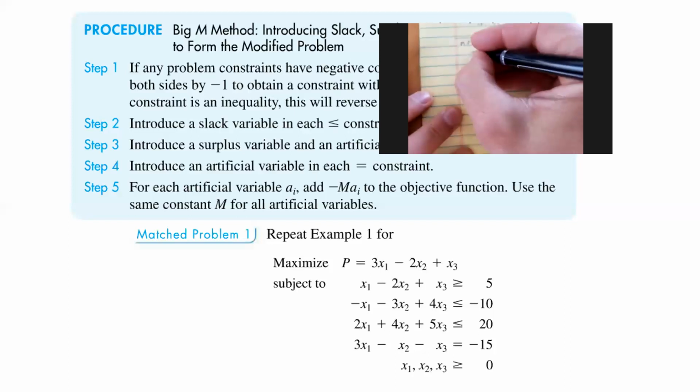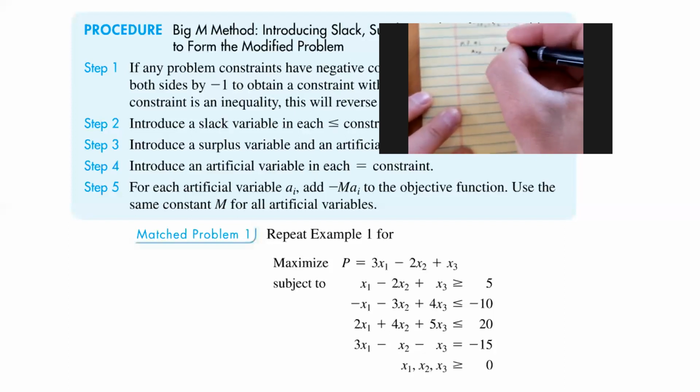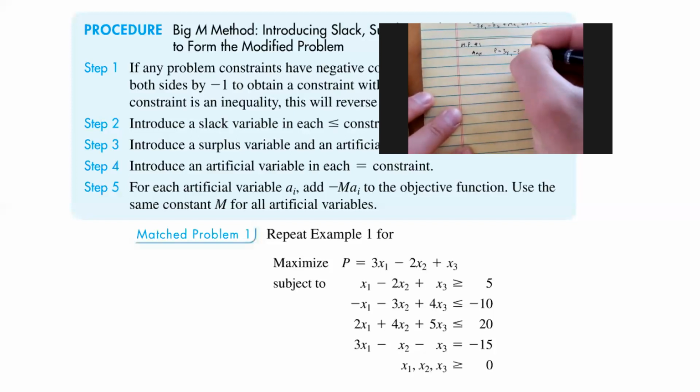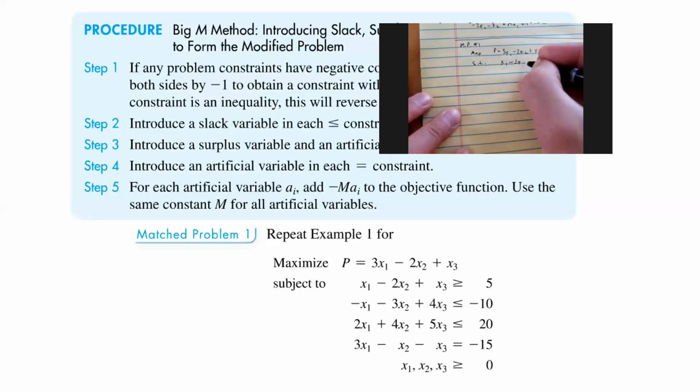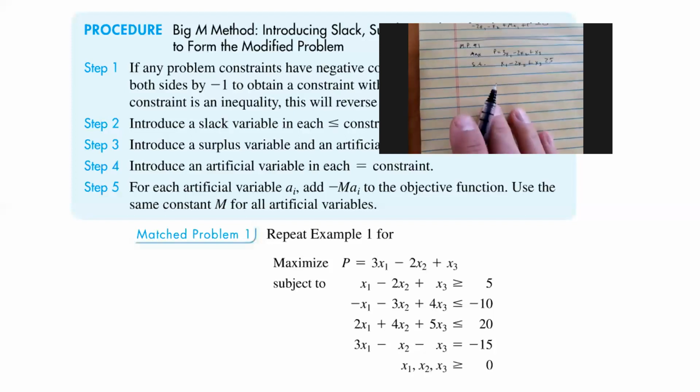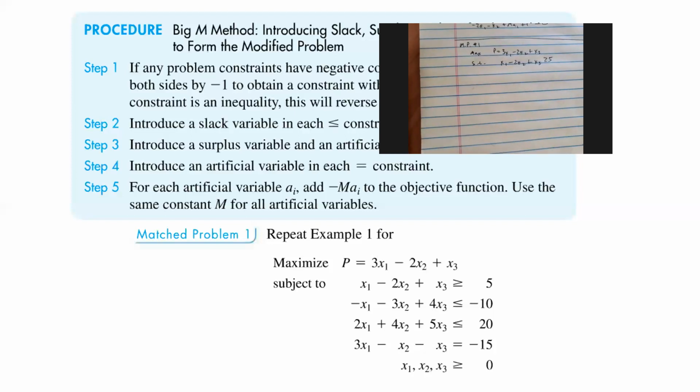And so we have the max profit is equal to 3x1 minus 2x2 plus x3. So I'd write these down. x sub 1 minus 2x sub 2 plus x sub 3 is greater than or equal to 5. I'm going to do a couple of changes right off the bat. So in this next one, we have negative x1, negative 3x2 plus 4x3 less than or equal to -10.